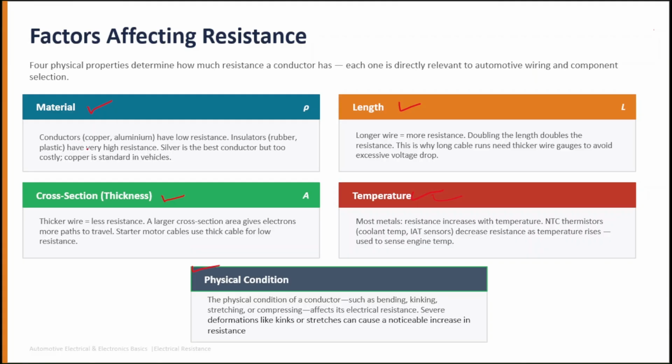Conductors are the ones which allow the electrons to flow quickly. Then conductors have less resistance. Non-conductors and semiconductors have higher resistance compared to conductors. And what about the physical condition of a material? If a material or a conductor is damaged, kinked or bent, then the resistance will be affected. Now let us understand length, cross-sectional area and temperature in more detail.